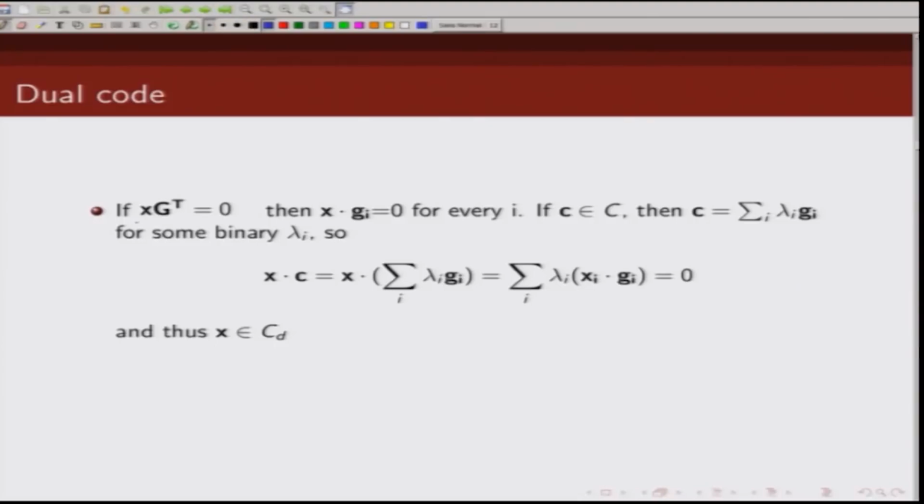Now, if XG transpose is 0, then this condition holds, that the inner product of X with Gi is 0 for i equal to 0 to k minus 1. Now, what is a code word? A code word is obtained by linear combinations of these generators G0, G1, G2, up to Gk minus 1. So, if C belongs to the linear block code C, then C is essentially generated by linear combinations of these generator sequences, where these lambda i's are zeros and ones, because we are talking about binary codes.